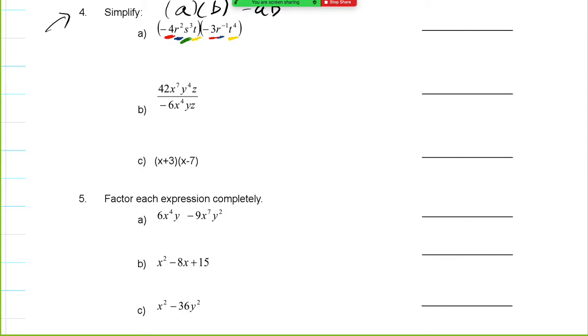So the very first one is -4 times -3. Well, -4 times -3 is going to give us +12. So we'll start with that. That's the first one we've kind of checked off the list.